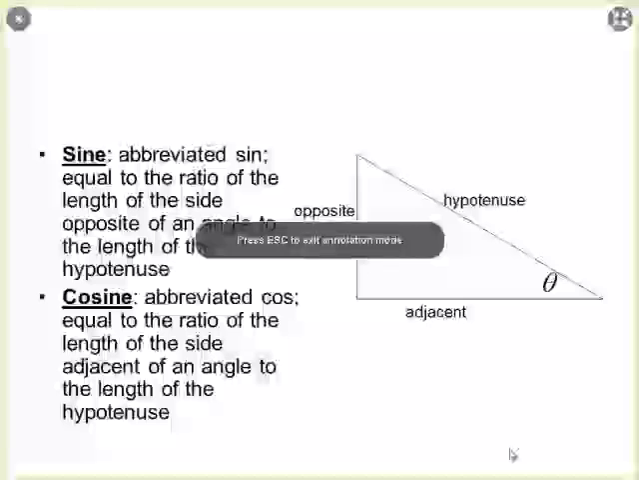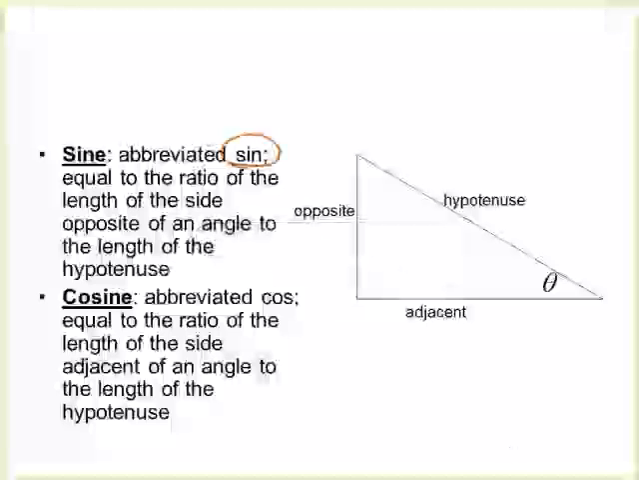Sine is abbreviated SIN, and on your calculator that's what the button will say, and when we write it that's what we'll write. But please don't call it sin. It is sine, even though we abbreviate it to sin. Okay, so it is called sine. Please call it that.